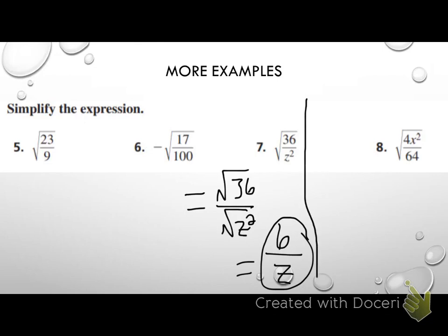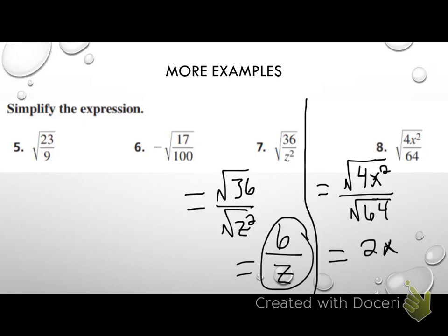And then our last example. Break them down into their own square roots. So I get the square root of 4x squared over the square root of 64. Simplifying both radicals. The square root of 4 is 2, and the square root of x squared is x. So I'm just taking the square root of both things in my numerator. So in my numerator I get 2x. The square root of 4x squared gives me 2x. The square root of 64 is 8.